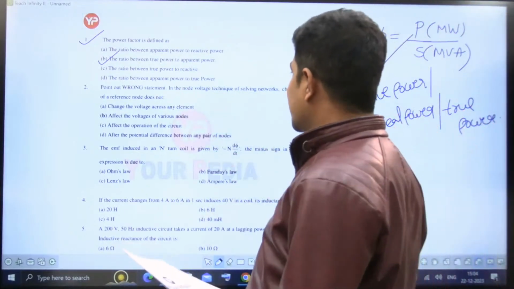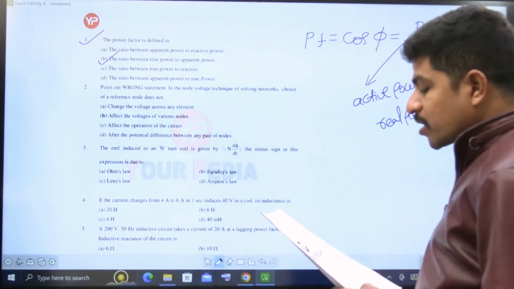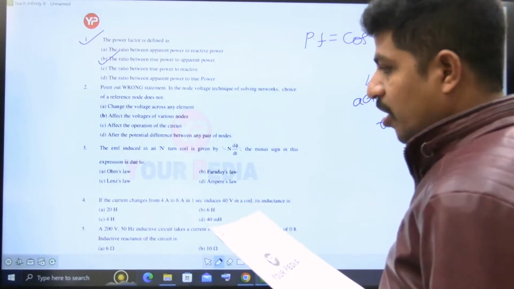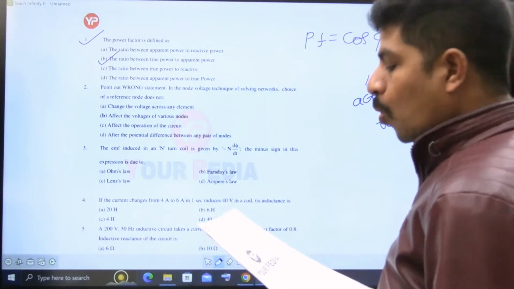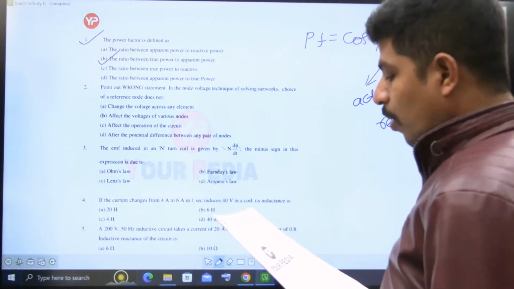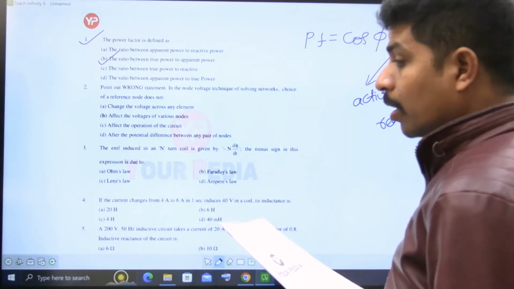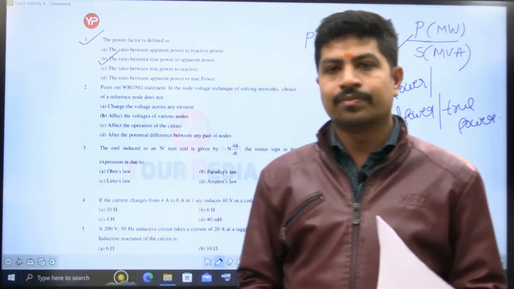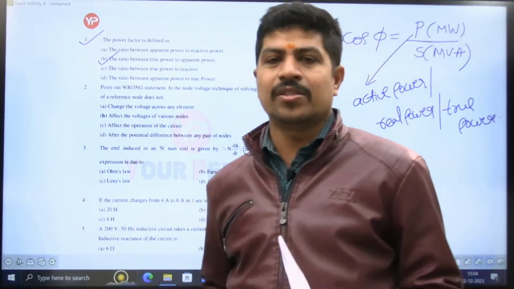The second question is, read it. Point out the wrong statement in the node voltage technique of solving networks. Choice of reference node does not... Means he's saying in nodal analysis, one node we are taking as reference.